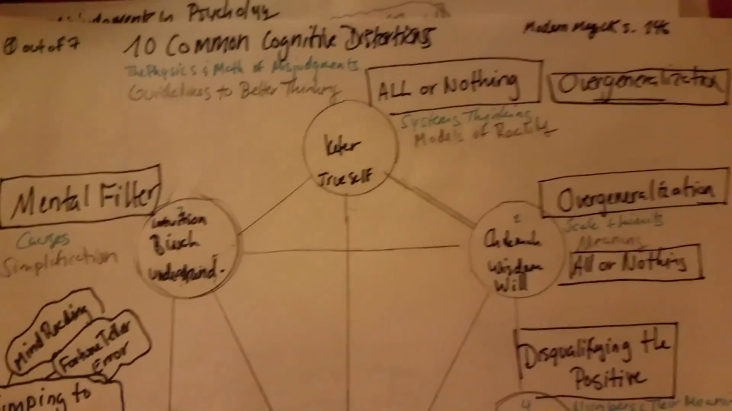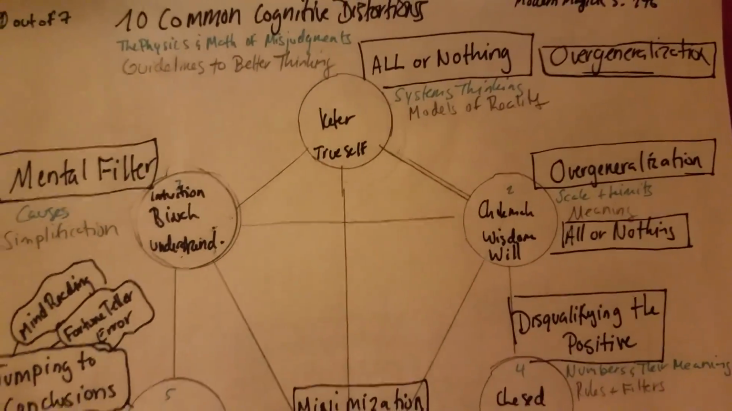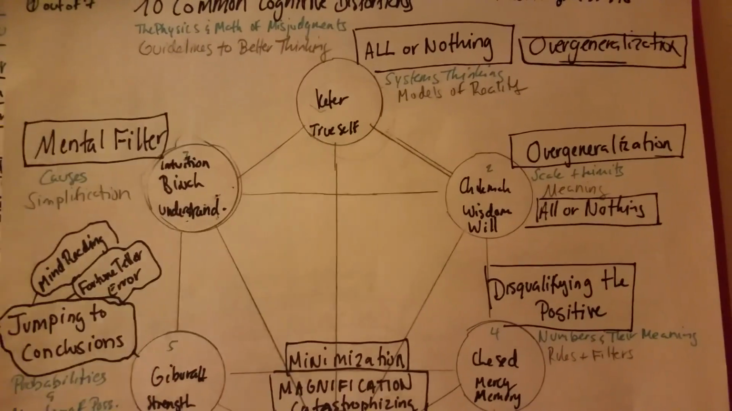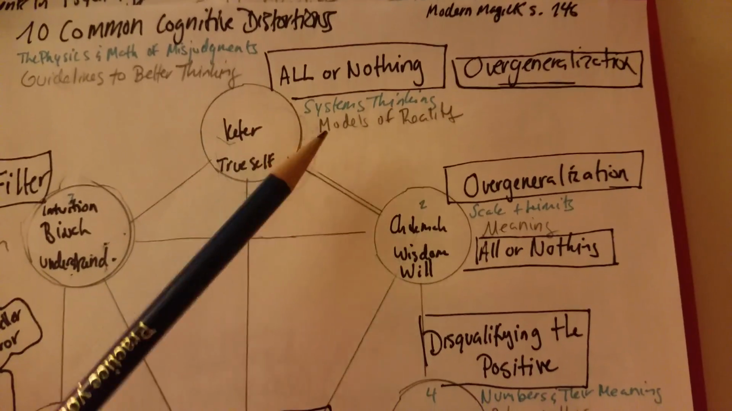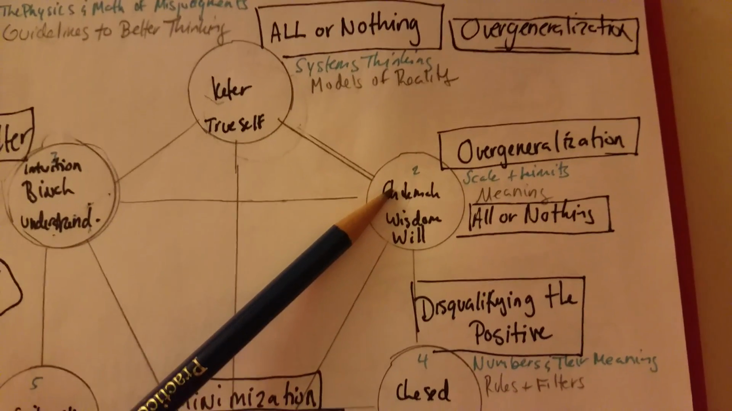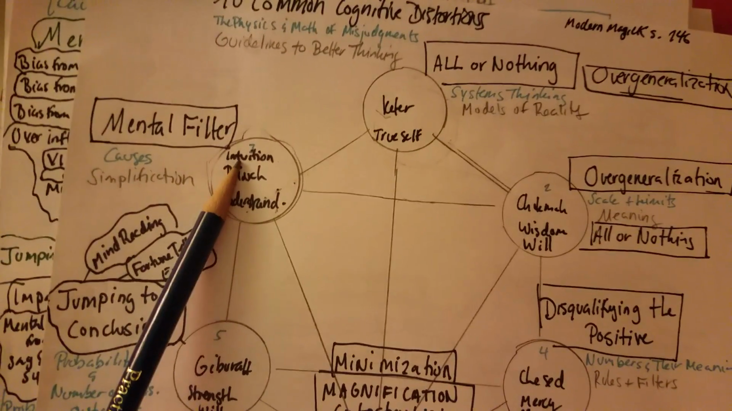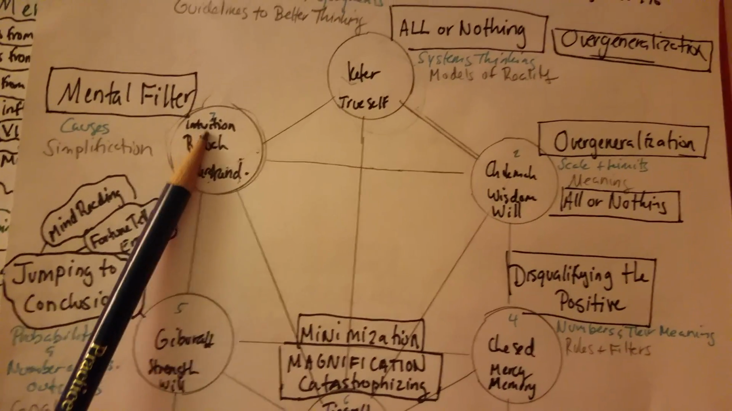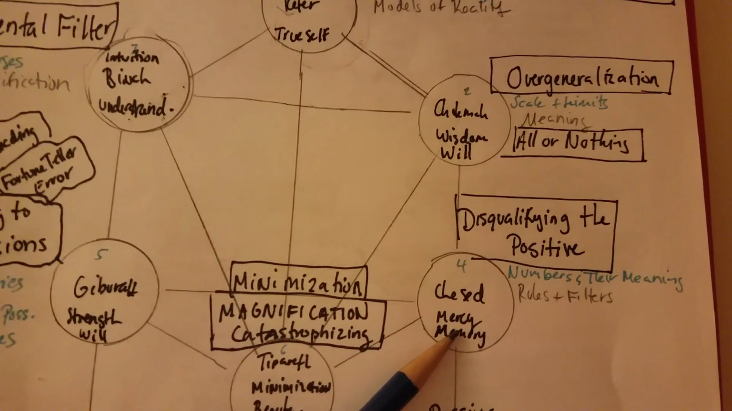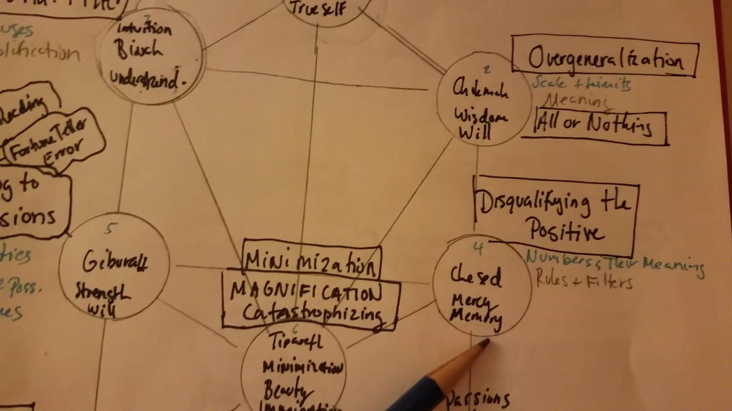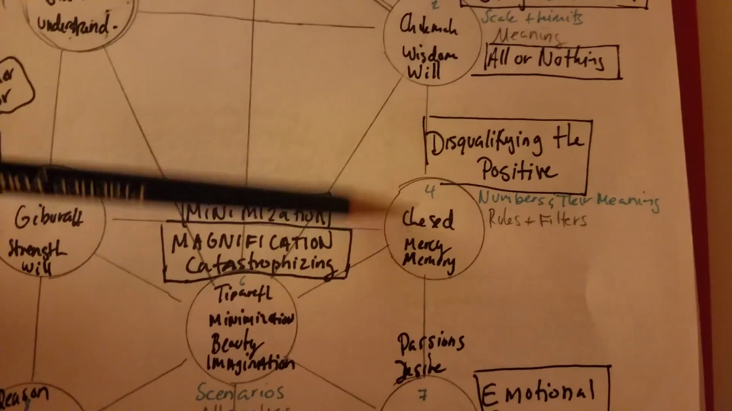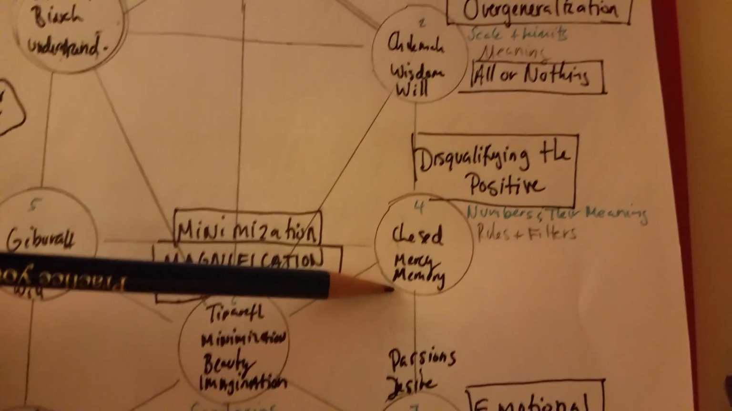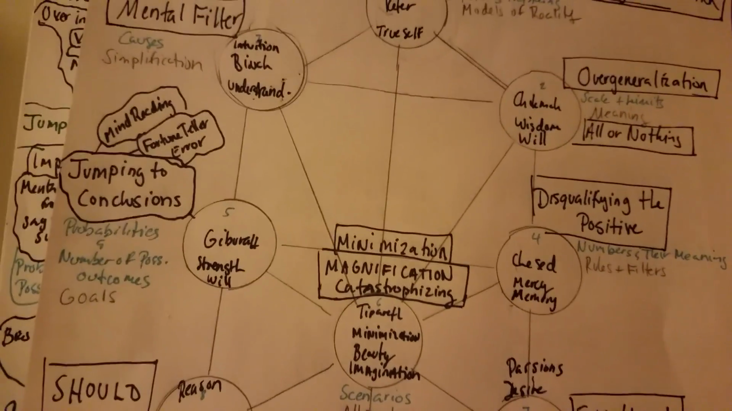All right, so hopefully you understood that, but if not, you're welcome to do a little more research on the Kabbalistic tree of life. Anyway, so here we go. All or nothing, overgeneralization. And then from here we have a mental filter. Then from here we have disqualifying the positive. And actually, in psychology, this Sephirah corresponds to memory. So that's a very interesting correspondence I found.